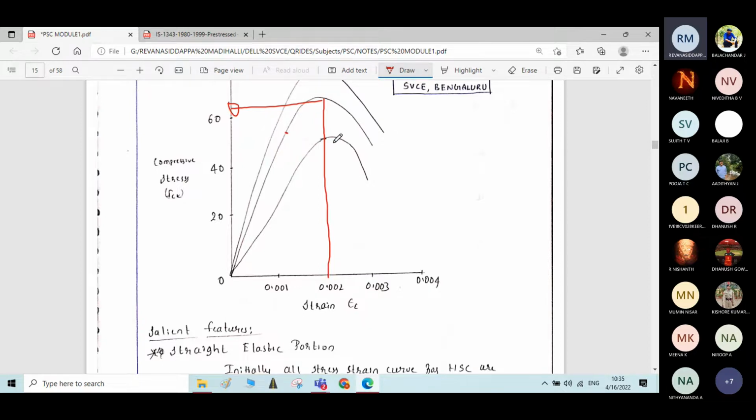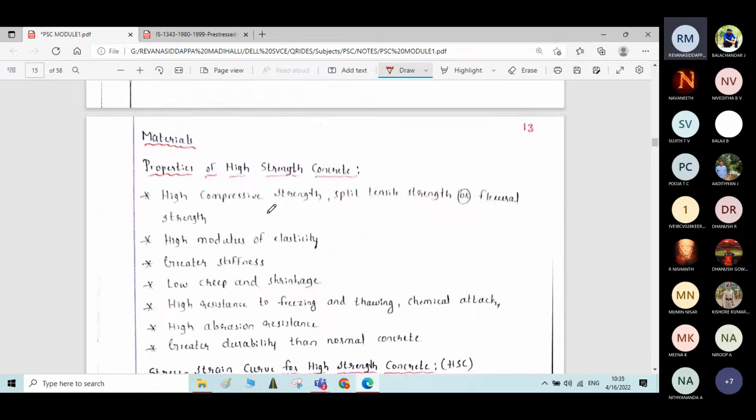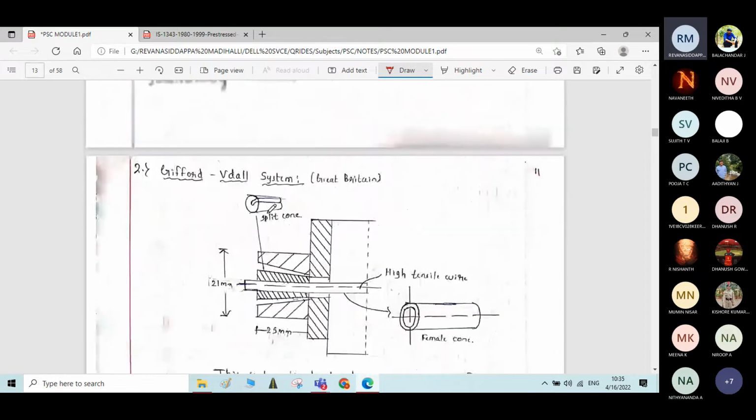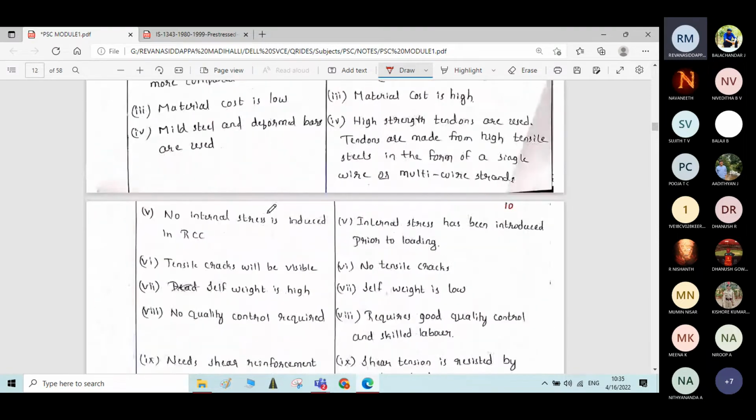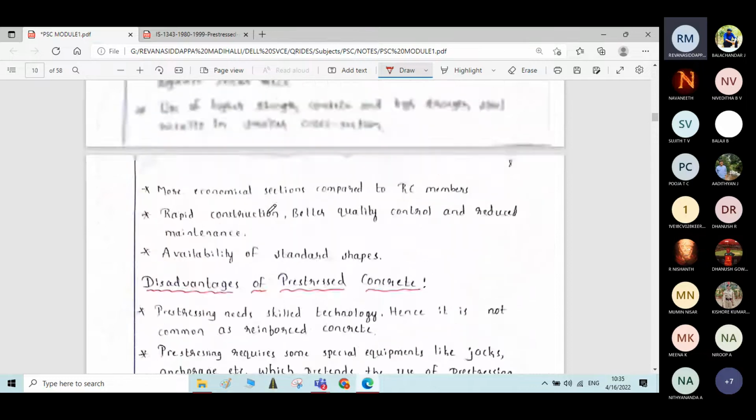The creep strain means permanent strain. When the material undergoes permanent deformation or inelastic deformation, it is called creep strain. Assume that 0.003 is the creep strain, and with respect to the straight portion of the graph, 0.001 is the elastic strain. The ratio of this creep strain to the elastic strain is called creep coefficient. This terminology you are going to use in the next module, that creep coefficient.